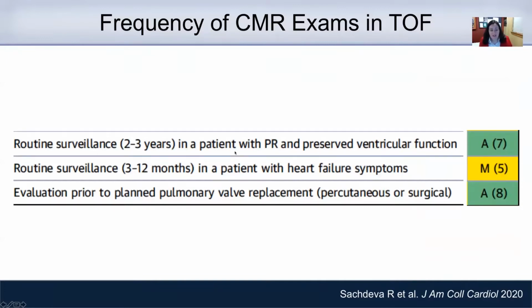And this is the documentation for repaired tetralogy, routine surveillance every 2 to 3 years in most patients. It may be indicated more than every 2 to 3 years for patients with symptomatic heart failure, and it is always indicated prior to a planned pulmonary valve replacement, either percutaneous or surgical, as I've shown you.